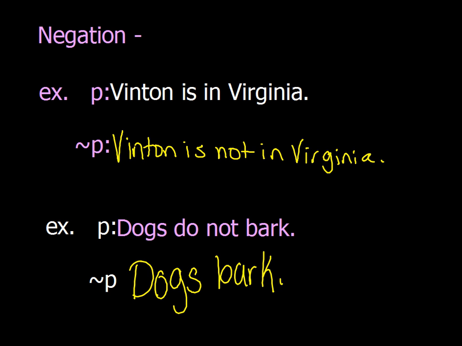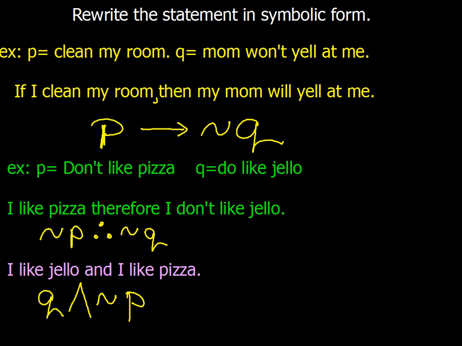So here's some examples of negation. If I have my P being Vinton is in Virginia, then not P, just the opposite, Vinton is not in Virginia. You don't want to change the words that are in the statement. So if it said something like, maybe the water is cold, the opposite would be the water is not cold. You don't want to change it to hot. So use the same words, just throw in a not, or you can take out a not. So if your P is already negated, dogs do not bark, then not P would be dogs bark. So if you have negation, just put in or take out a not.